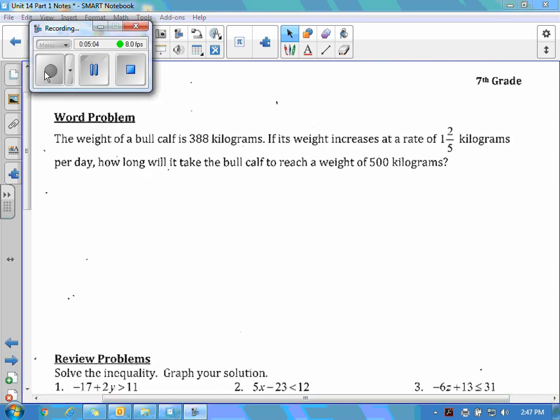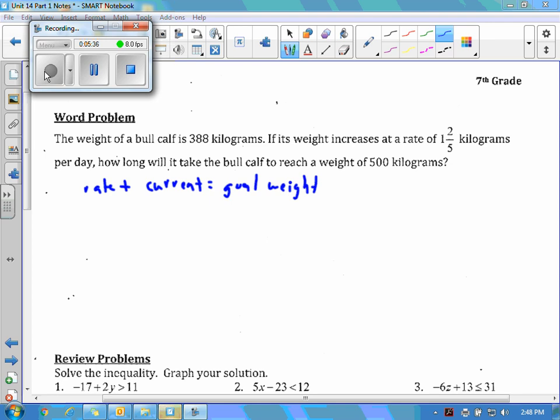On the back side of the cup, we've got a word problem symbol here. It says the weight of a bull calf is 388 kilograms. If its weight increases at a rate of 1 2/5 kilograms per day, how long will it take the bull calf to reach a weight of 500 kilograms? So we want to go with the rate that it's going to increase plus its current weight is going to equal the goal weight.